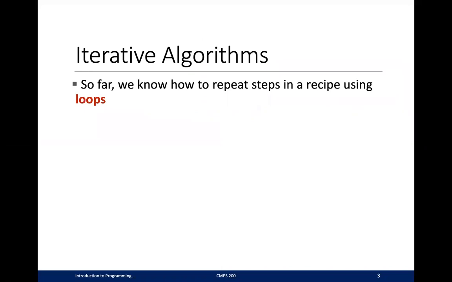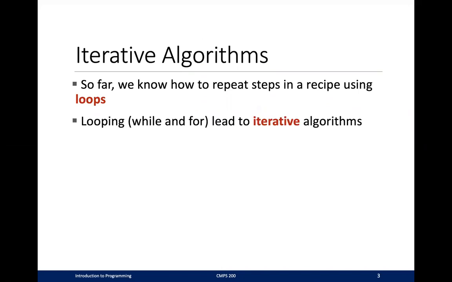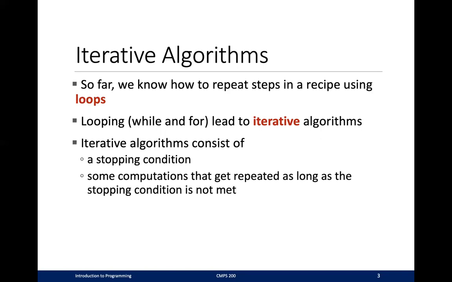So we know so far something called iterative algorithms. That's the kind of algorithm we've been using. These are the ones that include repeating steps in an algorithm or a recipe using loops, whether for loops or while loops. These loops lead to what are called iterative algorithms. They repeat a certain number of steps a certain number of times.